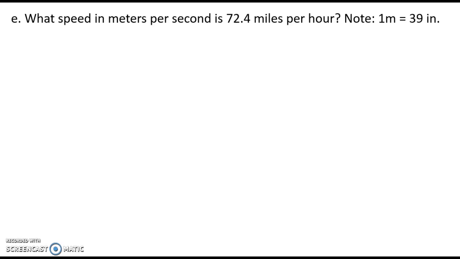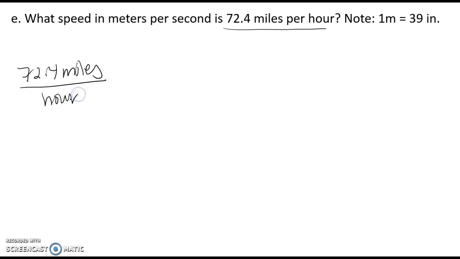Okay, so again, whenever you read through these problems, you're looking for a number to start with. So what speed in meters per second is 72.4 miles per hour? And then you have a conversion factor that you'll use later. So 72.4 miles on the top. And this is a little different because it's per hour. Okay, so if you've never heard that before, that per means divided by 1 hour. So you can write a 1 here too.